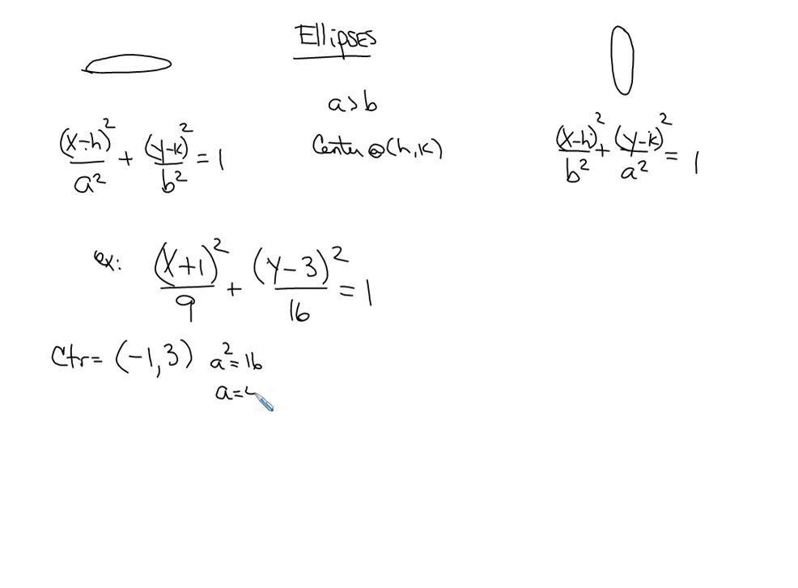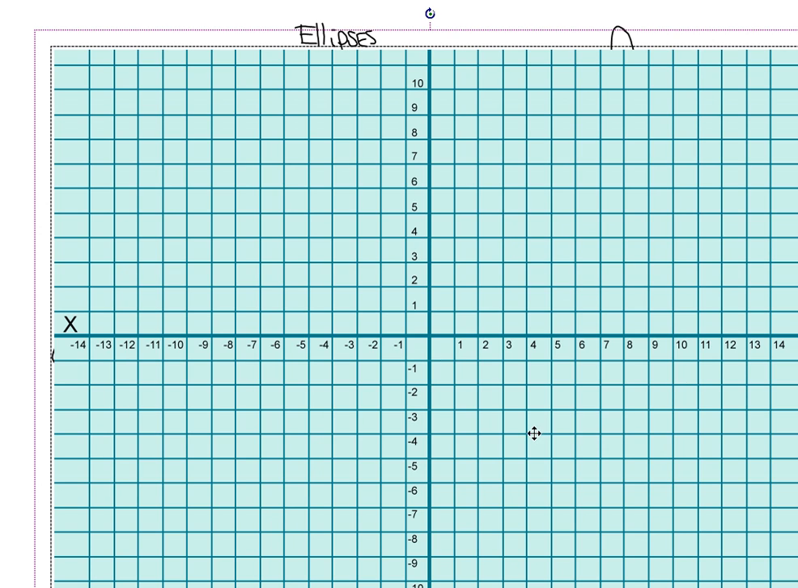So a is 4. Which direction is that going to be graphed in? Well, up and down, right? So that's the y direction, right? Because 16 was underneath y. What's our b squared? Which makes b equal to? Which direction is that graphed in? The x direction. Okay, so now we can graph this thing.